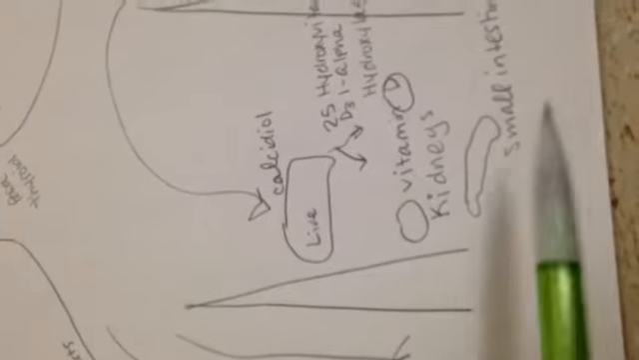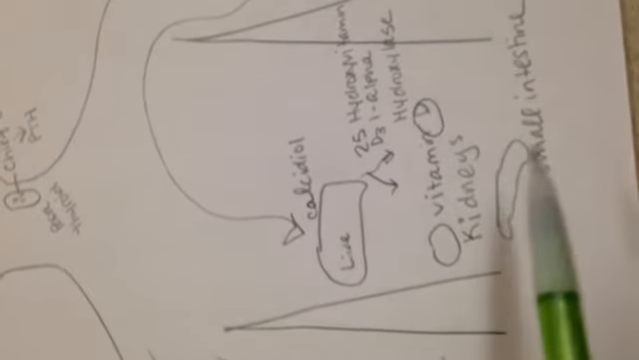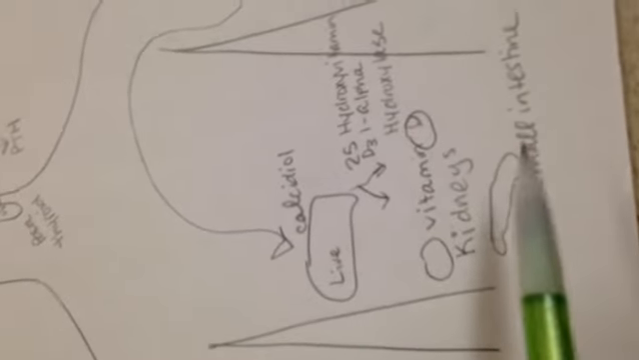And vitamin D hooks on to a vitamin D binding hormone and travels down to the small intestine, where it then attaches to a vitamin D receptor, which stimulates the release of calbindin, which allows more calcium to be absorbed.